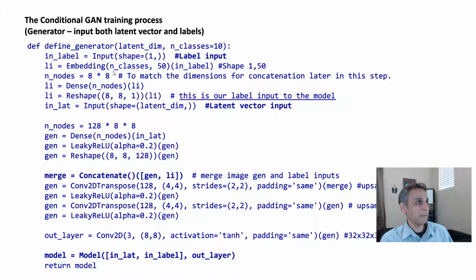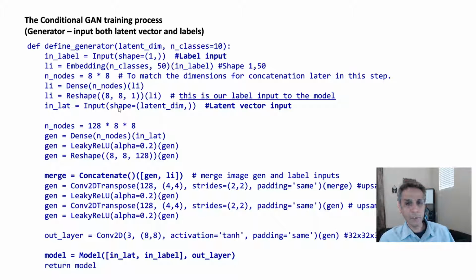So stepping back, our input label of shape 1, because this is our class labels, and then we are using embedding to convert each of these into a vector of 50. And now we define a dense node of size 64, because we want to reshape our input into a size of 8 by 8. So that's what our dense layer is. And then we reshape it to 8 by 8 by 1.